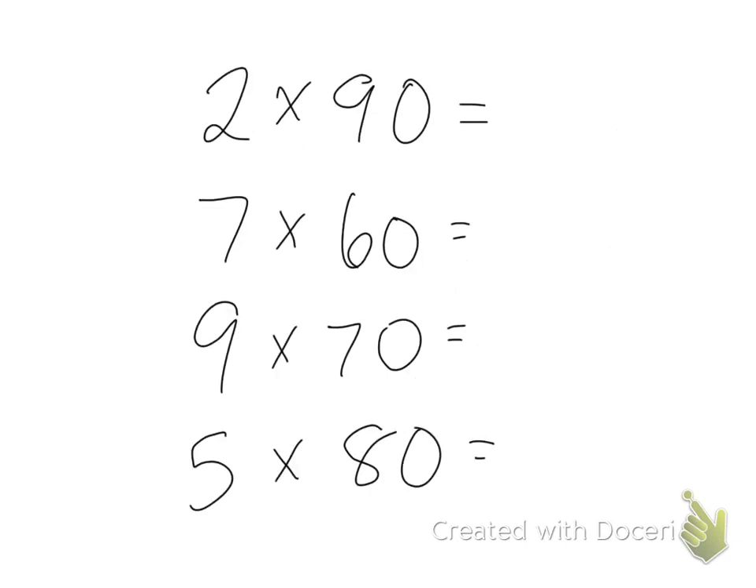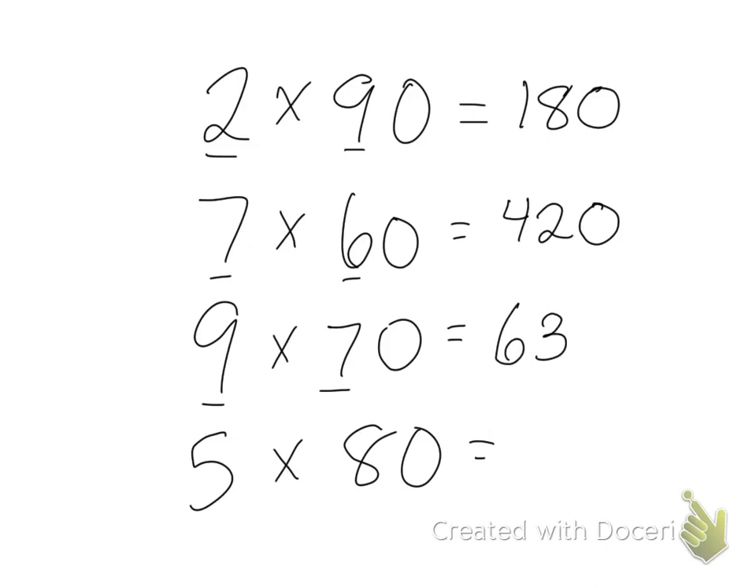What about 2 groups of 90, or 2 times 90? Well, 2 times 9 is 18, and we add a 0 at the end, 180. 7 times 60, 7 times 6 is 42, and we add a 0 at the end, so it's 420. 9 times 70, 9 times 7 is 63, and we add a 0 at the end, so 630. 5 times 8 is 40, and then we add a 0 at the end, so 5 times 80 is 400.